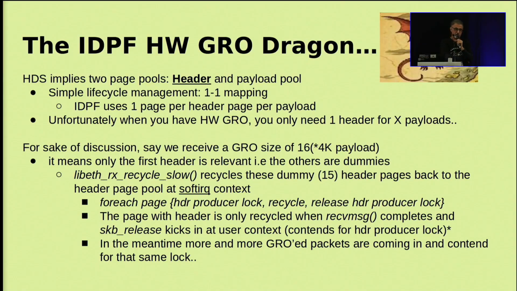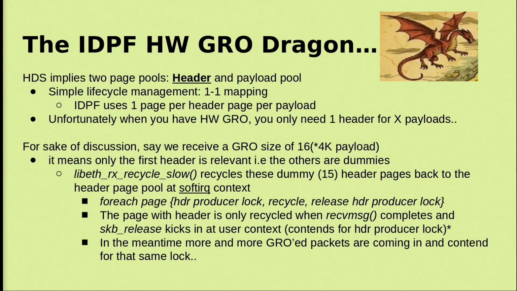So I call this the IDPF hardware GRO Dragon, right? The Intel driver creates 2 page pools, one for headers, one for payload. You don't know a priori if you're getting hardware GRO or just single buffers per header, each with a header. So they're symmetric, okay? Unfortunately, when you have hardware GRO, you're getting 1 header and X number of payloads.